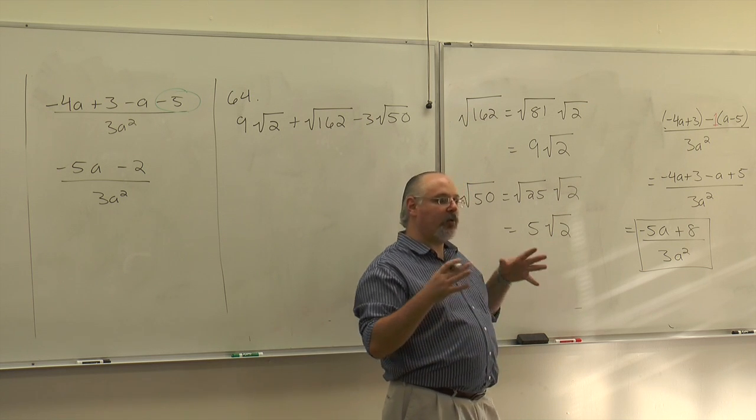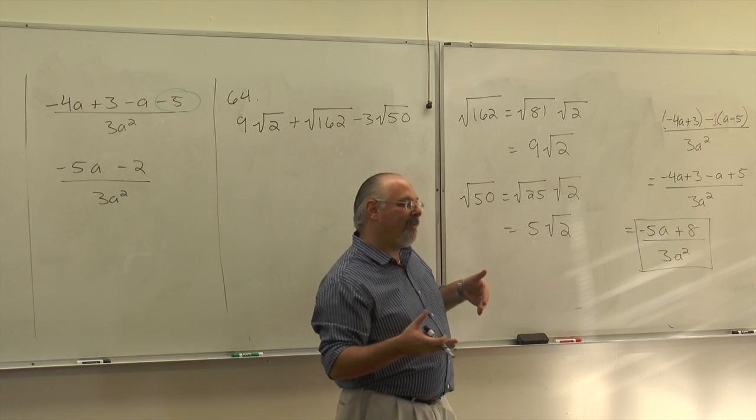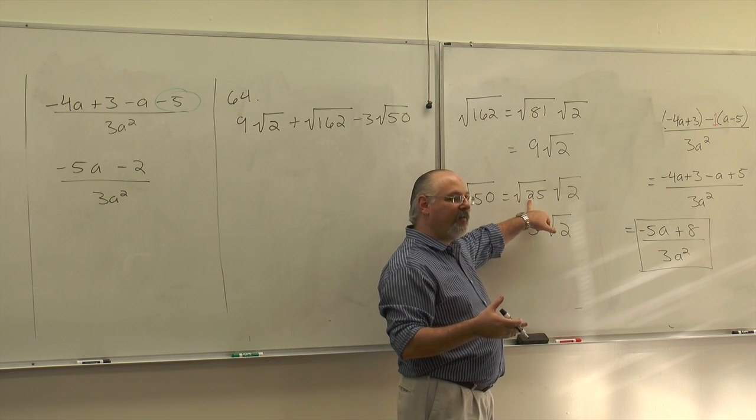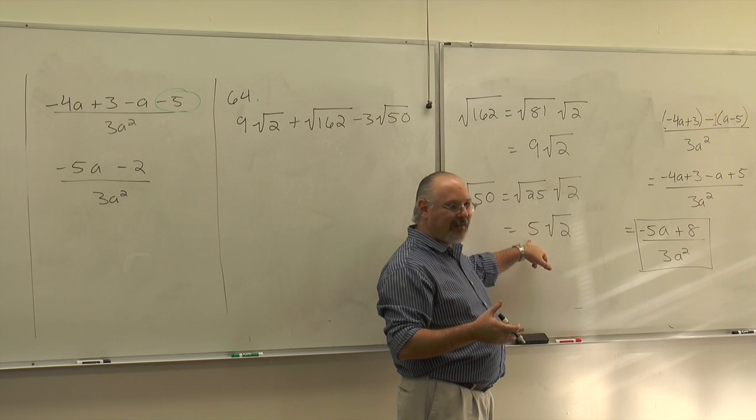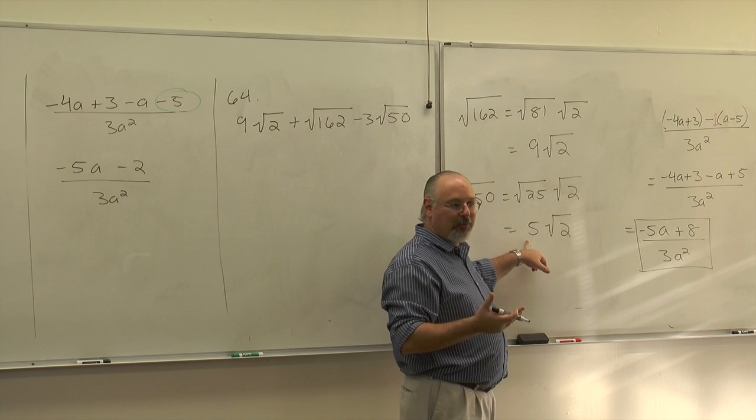Just remember, when it comes to radicals, I have a rule. It's write what you say. If I ask you, what's the square root of 25? 5. So what do you write? Just a 5. There's no radical sign, because you didn't say square root.